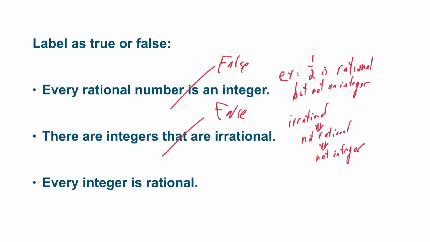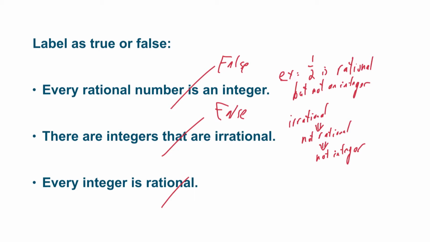The last statement I essentially just gave the answer away for. The statement is every integer is rational. This is true. All integers can be considered ratios of themselves and 1. So just by taking the denominator in a rational formulation to be 1.